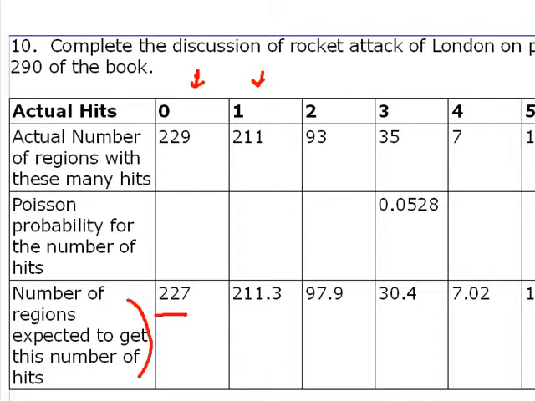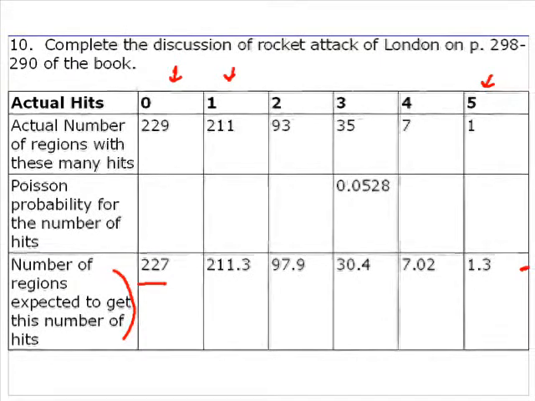You expected a little over 211 to get 1 hit. Well, 211 did get 1 hit. Came up with 97.9 for 2 hits. It was 93. You see how close it was, and by this they determined that there was no guidance system. It was just total probability. That's a very interesting problem. So here's how you do it.